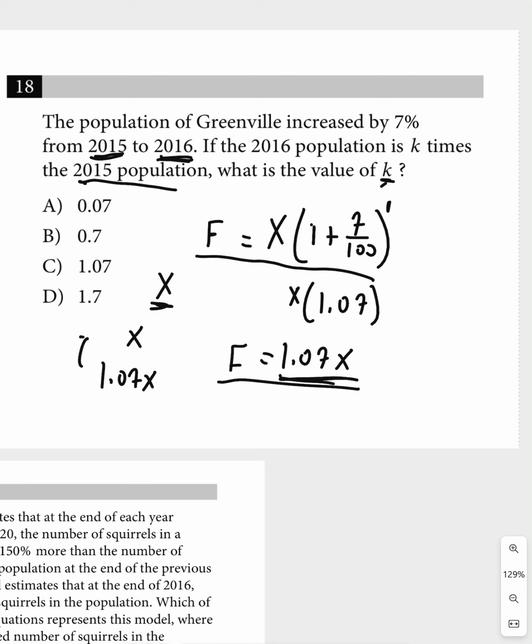we're comparing these two, because this is what you'll have in 2016, and this is what you'll have when you're starting in 2015. So no matter how many you start with, your ratio, you can plug that into here, and this will be how much you increase by. So the question is asking 2016 is k times the 2015. So k times x. So your k will be 1.07.